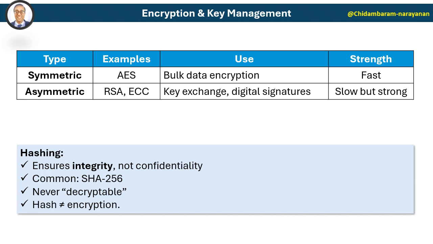This is primarily used for bulk data encryption. Whenever you need to encrypt large amounts of data in a very quick manner, you end up using symmetric encryption. So this is like encrypting hard drives, for example. You will use BitLocker, FileVault. All of these technologies or tools use AES.